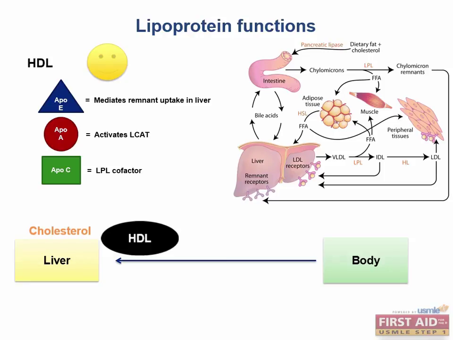Which apolipoproteins are found on HDL molecules? HDL acts as a repository for apolipoprotein C and E, which are needed for chylomicron and VLDL metabolism.